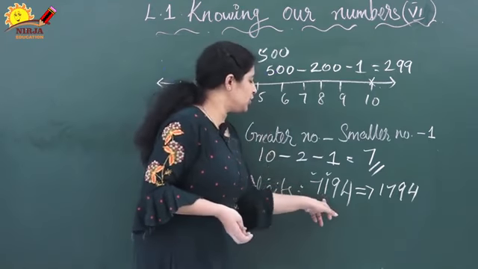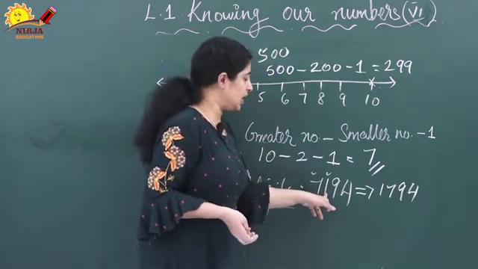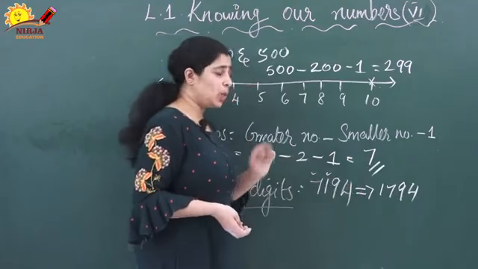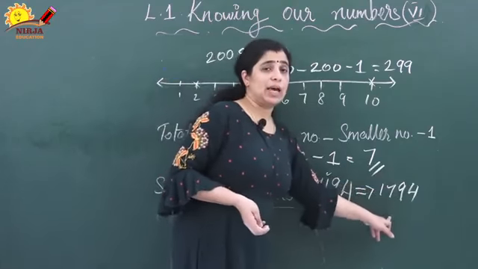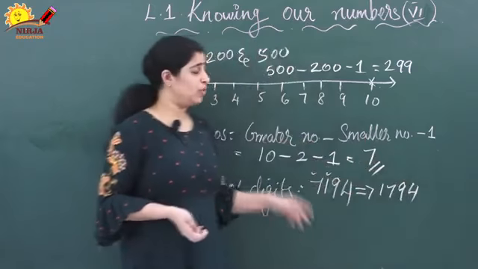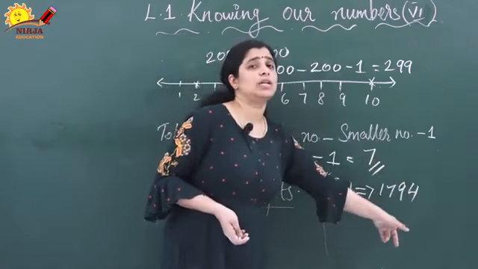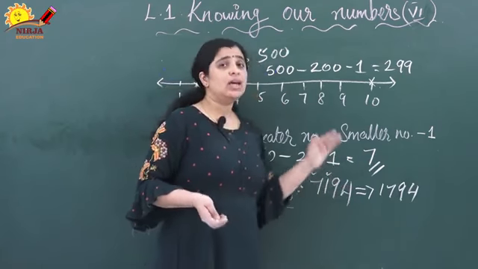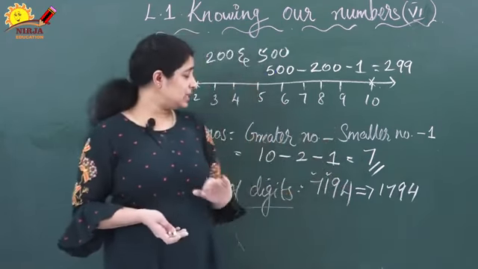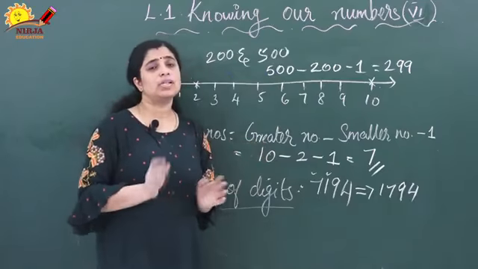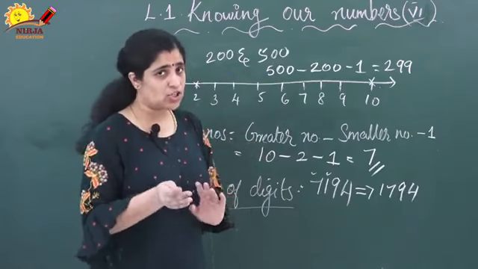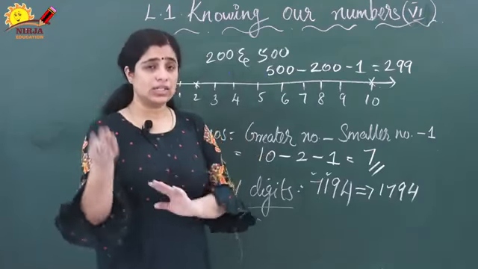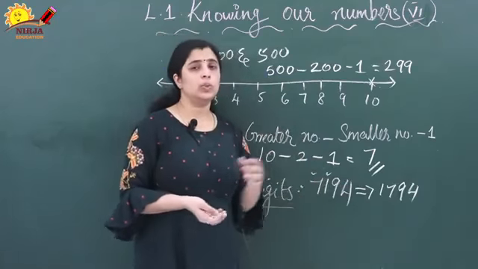I am going to shift these digits only, that is in the hundreds place and in the thousands place. By shifting, what will you get? 1794. So this number is lesser than the given number. Like this you can shift the digits, and by rearranging the digits you will get a lesser number and a greater number than the given number.